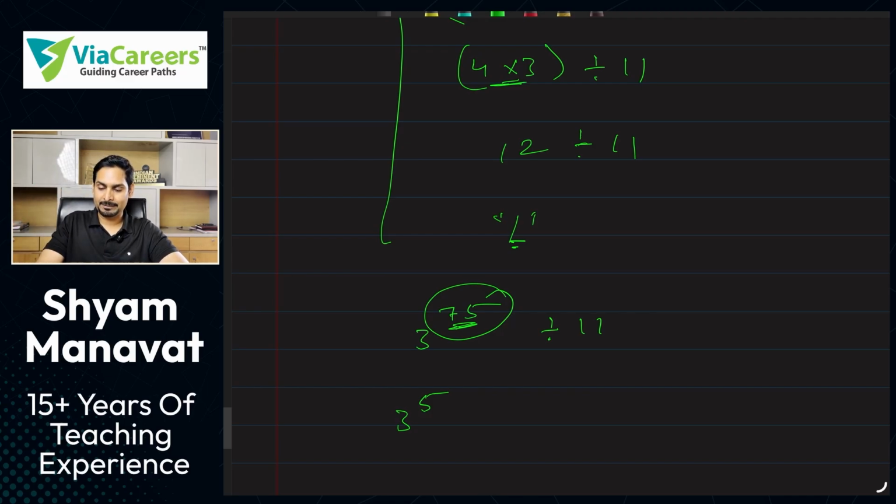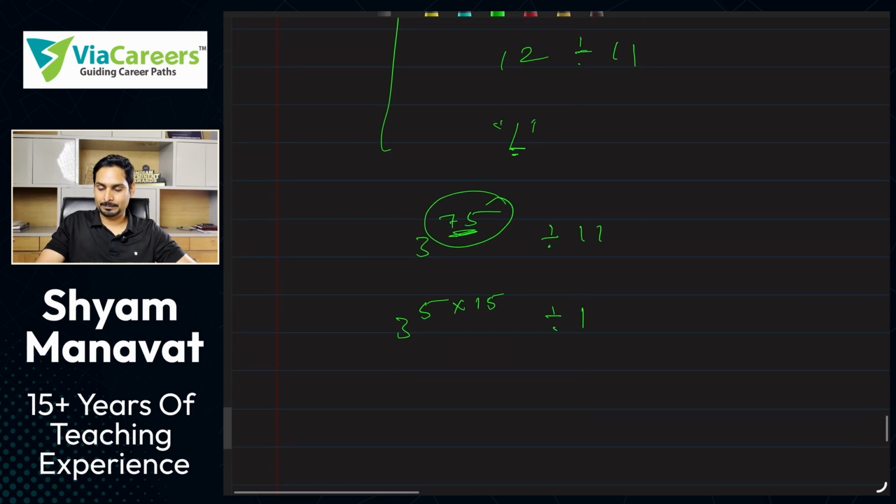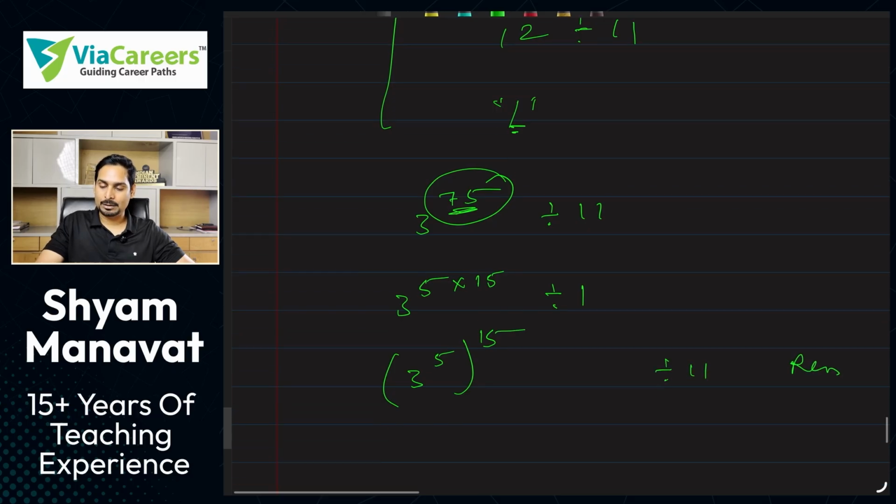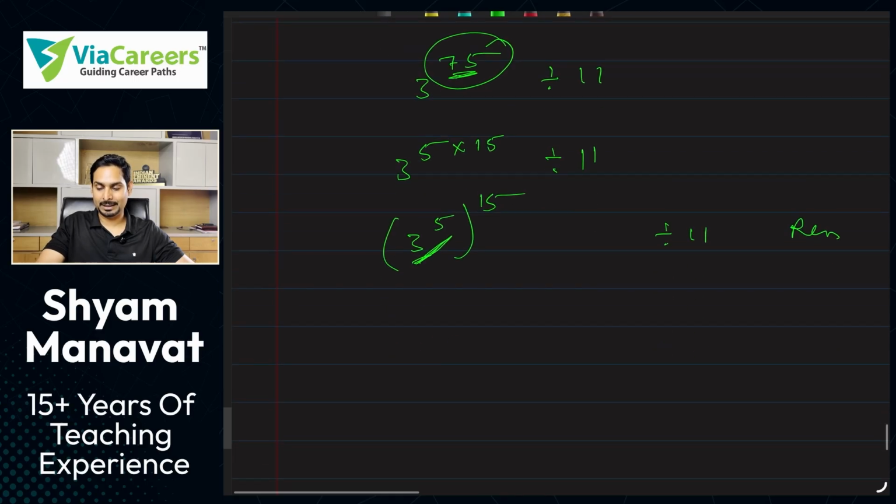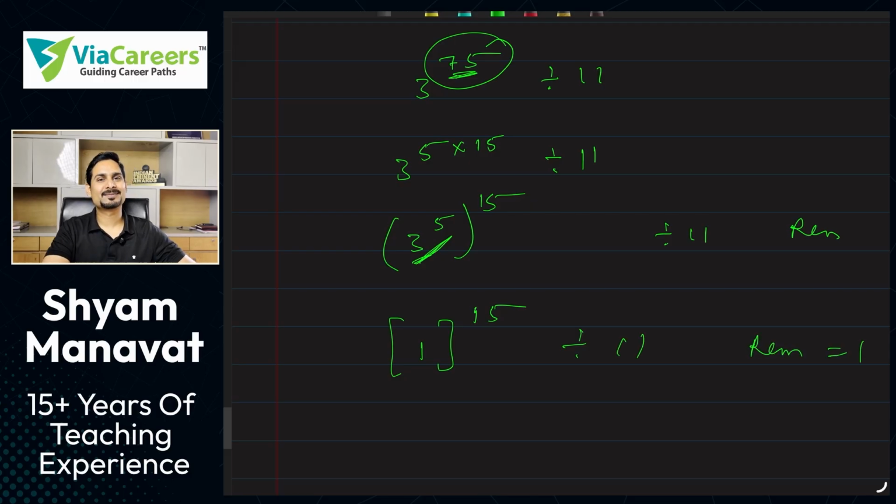So here I can say 5 into 15, 5 15s are 75. And it's exactly a multiple of 5, so we don't have to do plus something, like we don't have to write 5 into 15 plus 2 or something. It works for us. And if we simplify, we can apply the indices property. This is 3 to the power 5 to the power 15 and divide by 11 and check the remainder here. I know that when 3 to the power 5 is divided by 11, the remainder is 1, and 1 to the power 15 divided by 11, remainder will be 1.